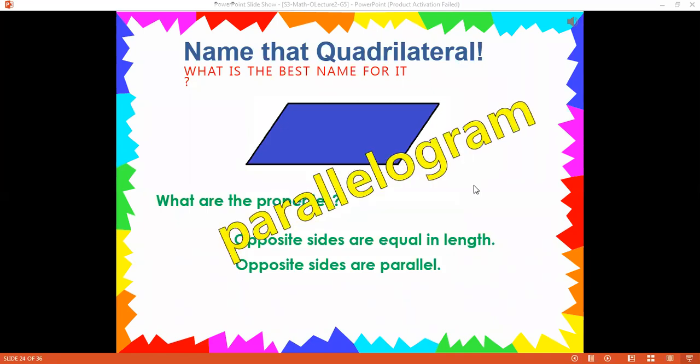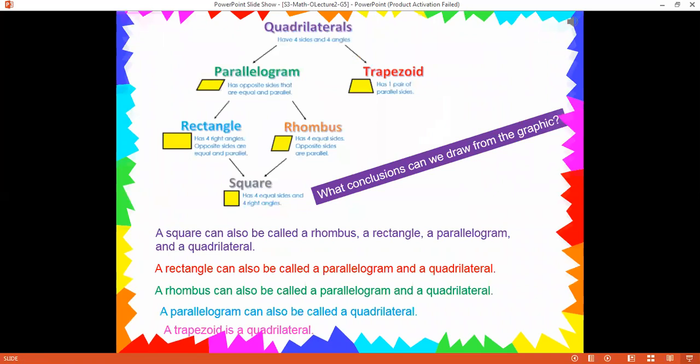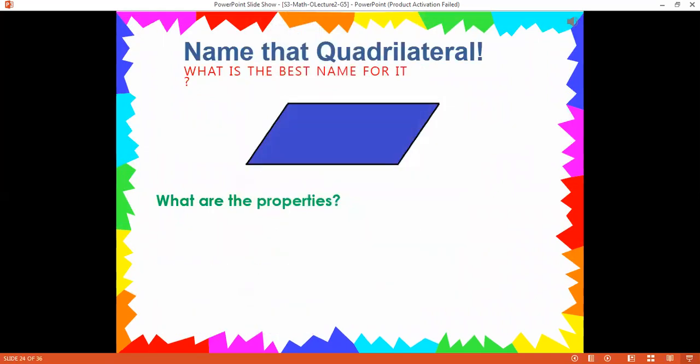Yes, miss. Hala, are you ready? Yes. Okay, look at this figure. What are the properties here? What do we have, as you can see? This one is a rhombus? No.